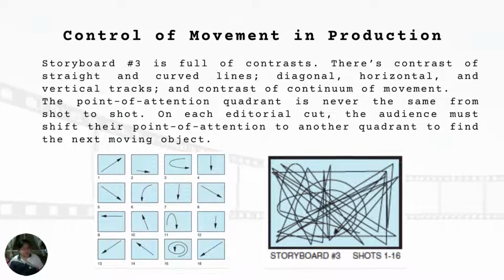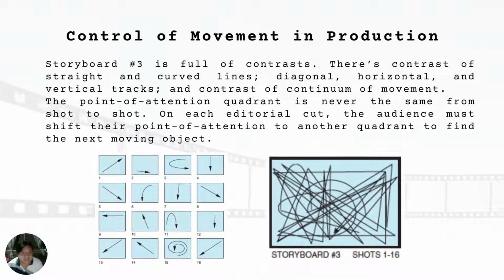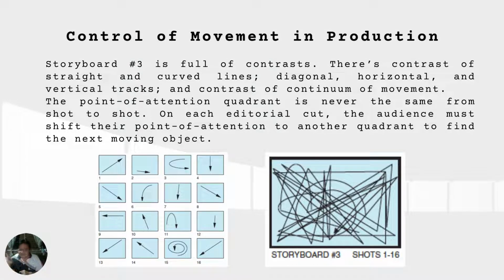Now, storyboard number 3 is different altogether, diba? Storyboard number 3 is full of contrasts. There's contrast in the straight and curved lines, diagonal, horizontal, and vertical tracks. And in the contrast of continuum of movement, the point of attention quadrant is never really the same from shot to shot. So, 1, biglang bababa, 2, biglang curve, 3, biglang down. So, it creates sort of a chaotic feel. Wala kang sinusundan na dot or wala kang sinusundan na movement. But from cut to cut, the point of attention shifts.